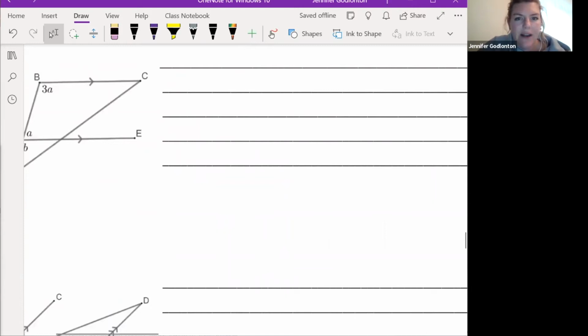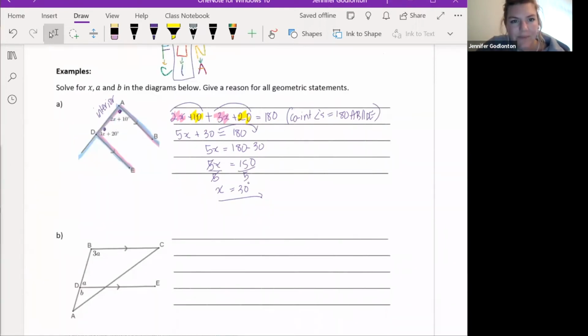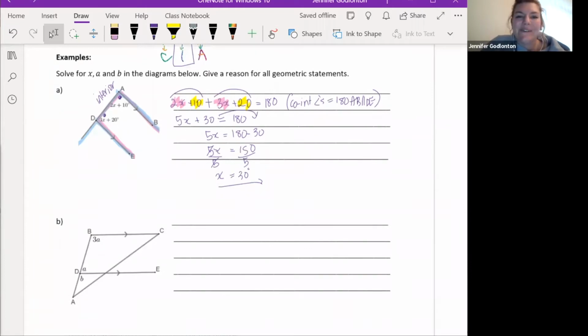Oh, yeah, how can I help? I've got to unmute you. Yeah. It said solve for A. It said solve for X, A, and B. But you only solved for X. Well, I didn't have an A because I didn't have an A and B in this question. I only had an X there, but in the next question, I've got A's and B's. Oh, I see. Okay.